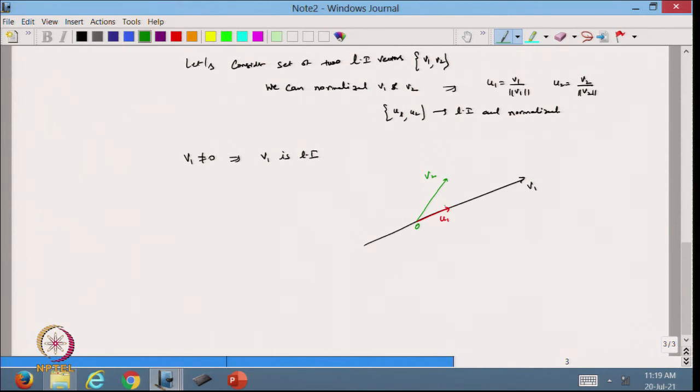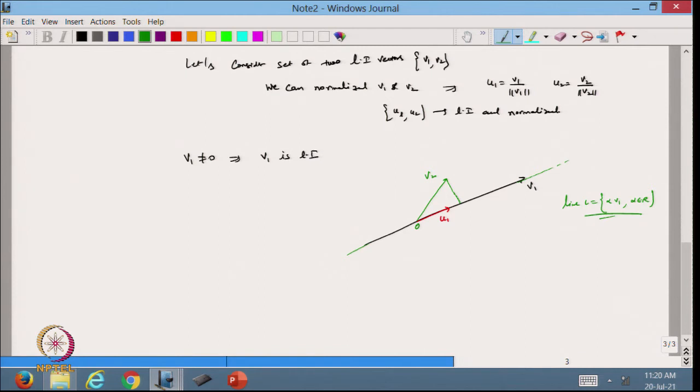Now, from here I can take the projection of this on the line passing through the vector V1. Suppose this is my line, and I have taken the vector V1, because I can write the line L as some scalar, say alpha times V1, where alpha belongs to the real line. So, this is the line. Now, I am taking the projection of V2 on V1.